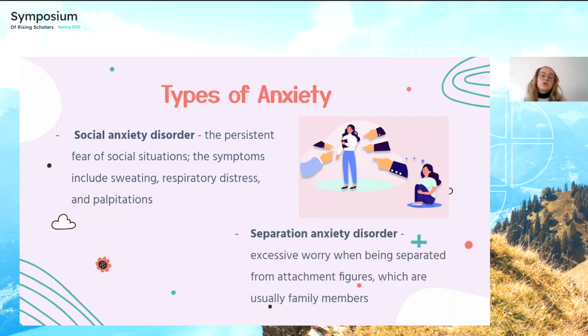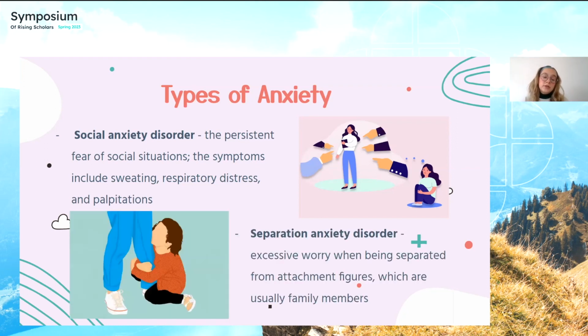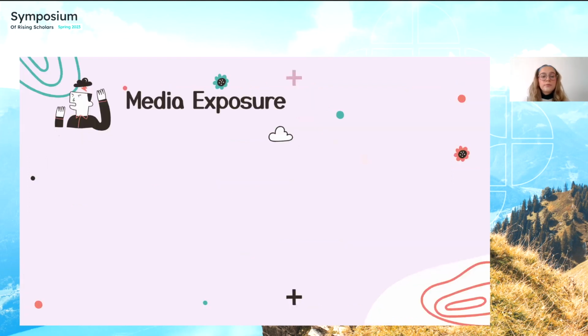The third anxiety disorder that I focused on is separation anxiety disorder. And this is actually the one anxiety disorder that is age specific, which means that it specifically occurs in children. And it can be characterized as the excessive worry when being separated from attachment figures. And those attachment figures are usually family members and often parents. So this anxiety occurs before and during the separation.